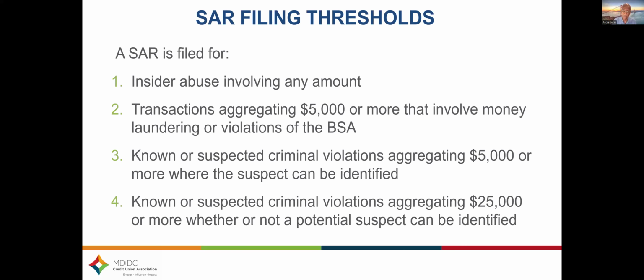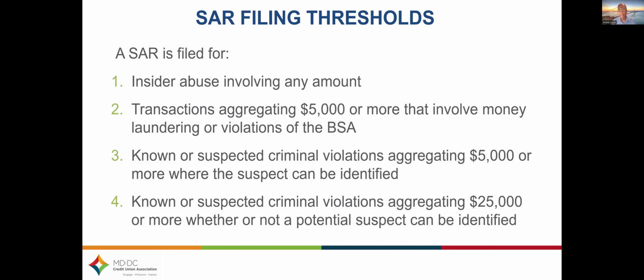Now, with the thresholds that are set, the $5,000 threshold, can you file a SAR for a lesser amount? Absolutely. I had a credit union one time. Somebody was depositing fraudulent checks, but they were small dollar amounts. Some of them less than $1,000, maybe $1,000 here, $800 there, $500. They were small, but they were fraudulent checks that they were running through the credit union.